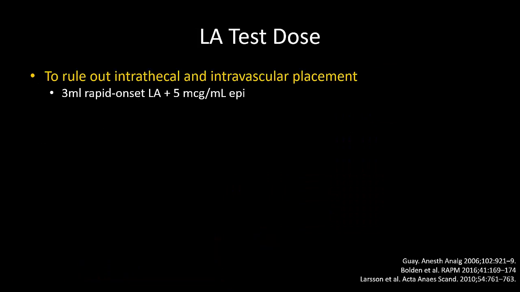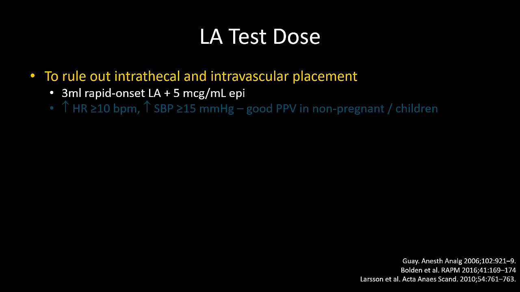Will a test dose of local anesthetic help confirm correct position of the epidural catheter? The classic teaching is to inject 3 mL of lidocaine or similar with epinephrine, primarily to rule out intrathecal or intravascular placement. An increase in heart rate of 10 beats or more, or an increase in systolic pressure of 15 millimeters of mercury or more, has been shown to have good positive predictive value for intravascular injection in children or in the non-pregnant adult.